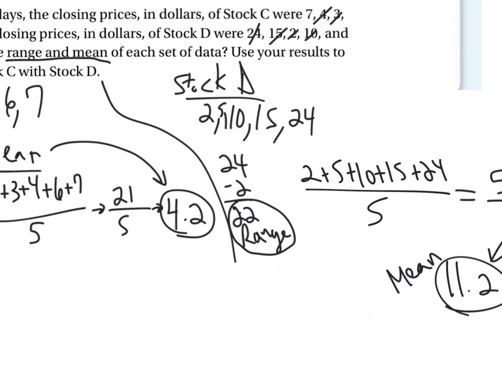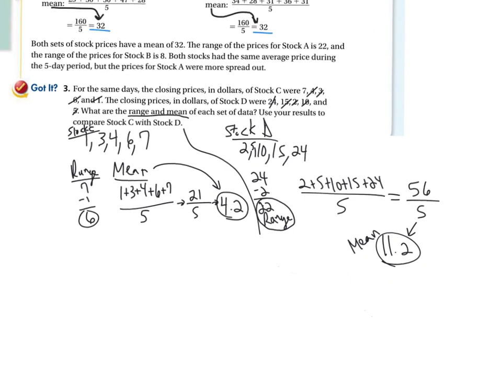So comparing these two stocks, we can see that stock D has a lot higher of a mean. It also has a lot higher of a range as well.